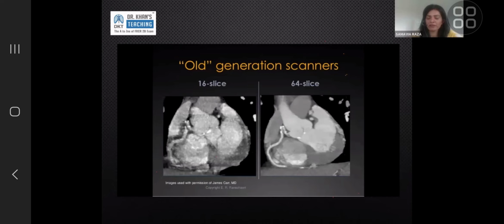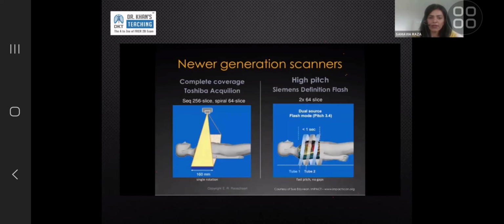So this is just a rough comparison of a 16 slice and a 64 slice, which is still the lowest power scanner that is acceptable for cardiac CT. So you can quite clearly see the difference between the two. With the newer generation scanners, any provider, any company, any vendor can give you a very high spec scanner these days. So there isn't a best scanner or the right scanner.